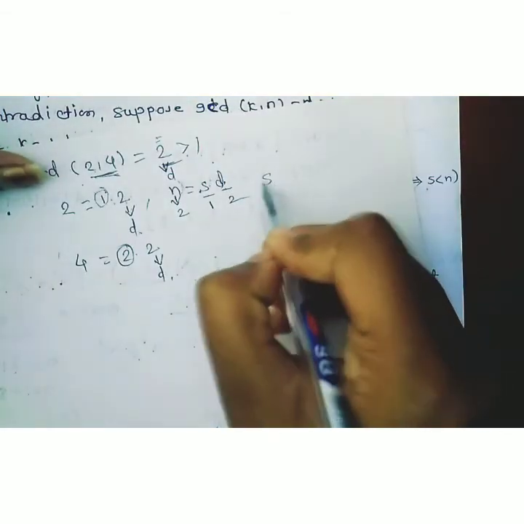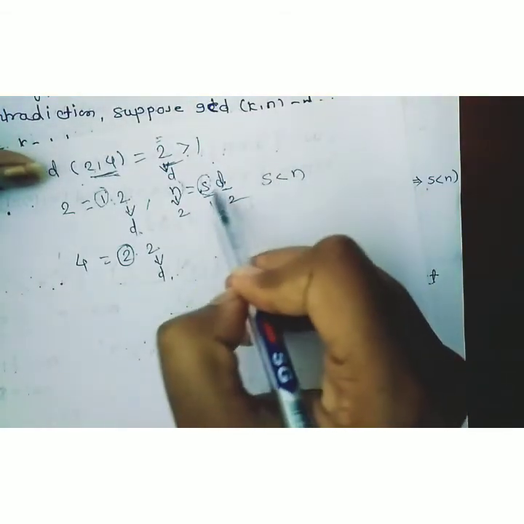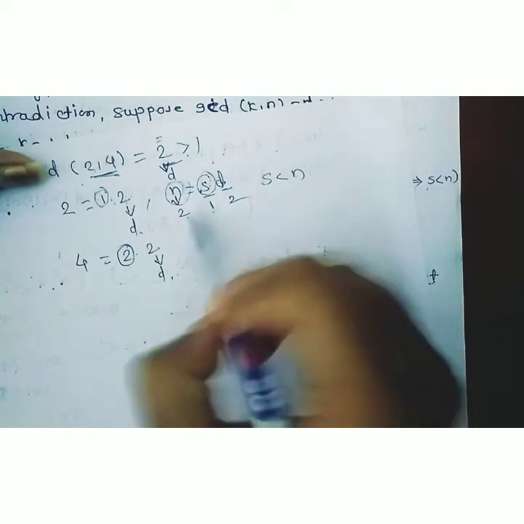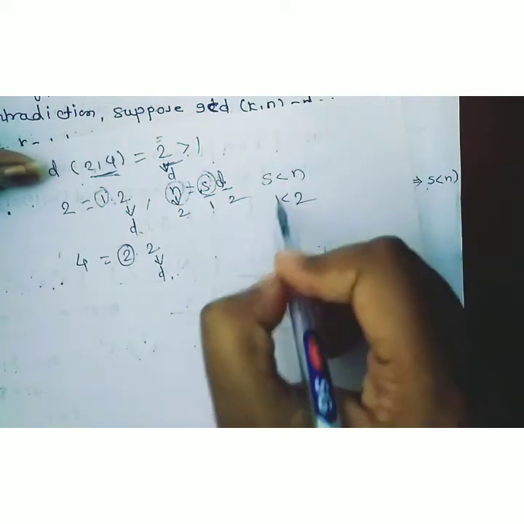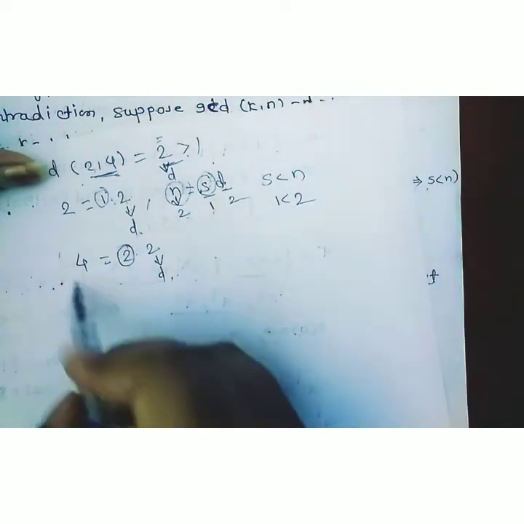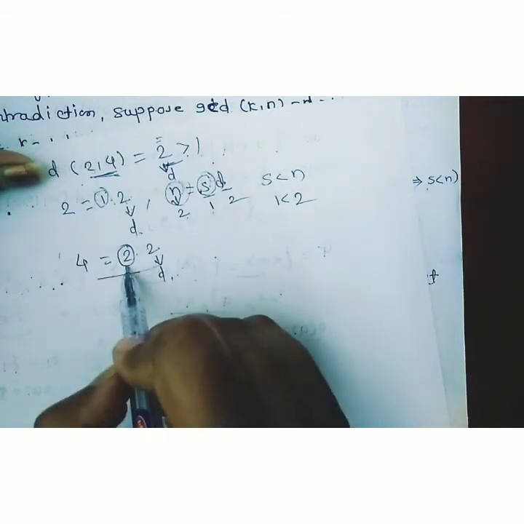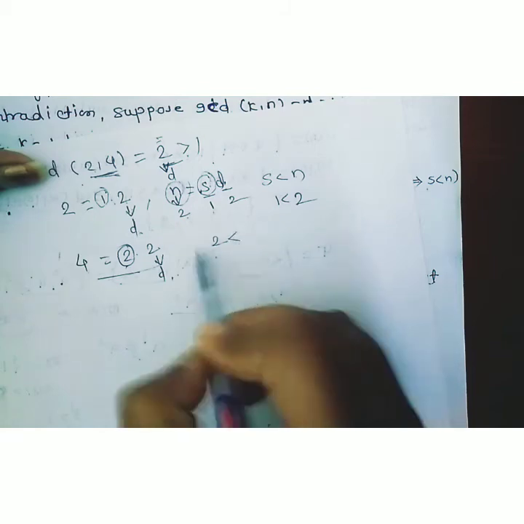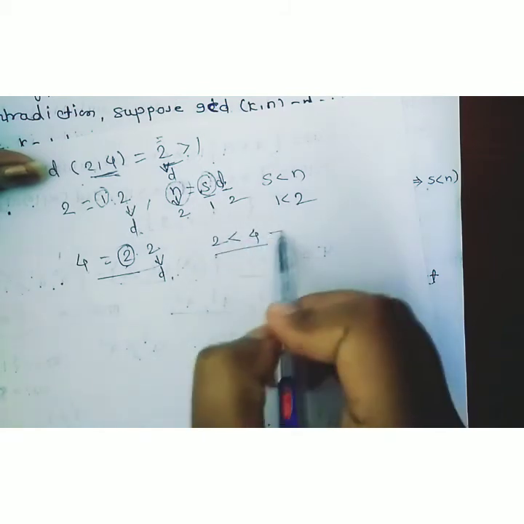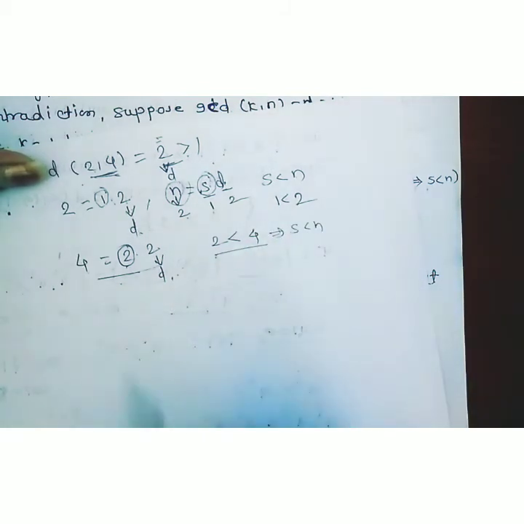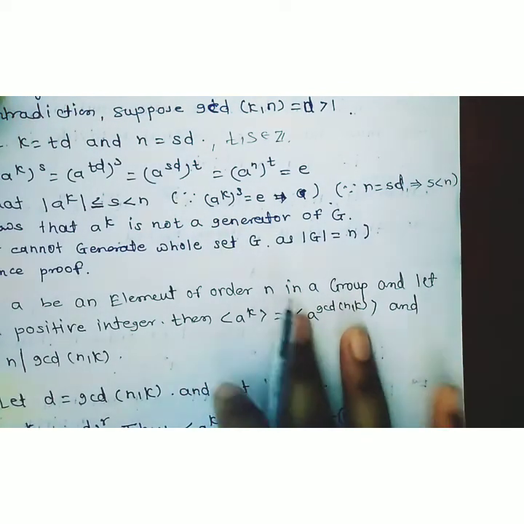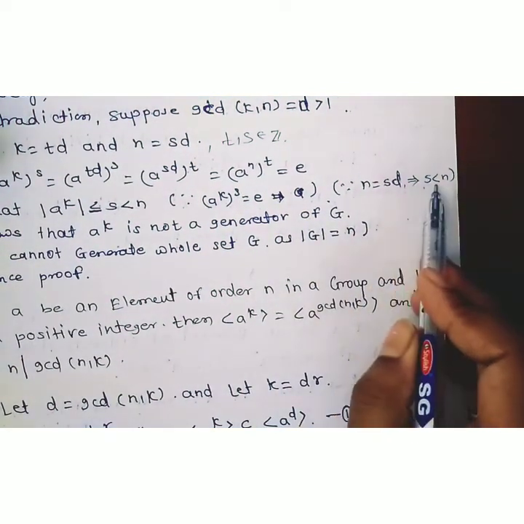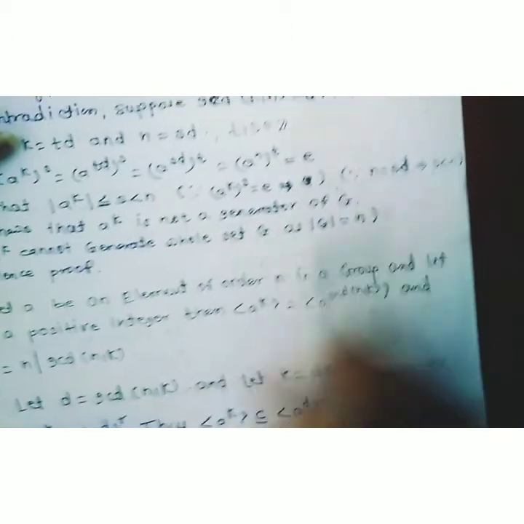Then we have to show that s is less than n. Obviously, 1 is less than 2. Therefore s is less than n. In another case, s is 2 and n is 4. Therefore 2 is less than 4. That is, in each case, obviously s is less than n. This implies that as n is equal to st, s is less than n.